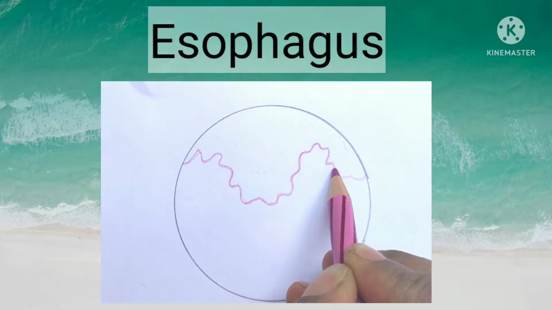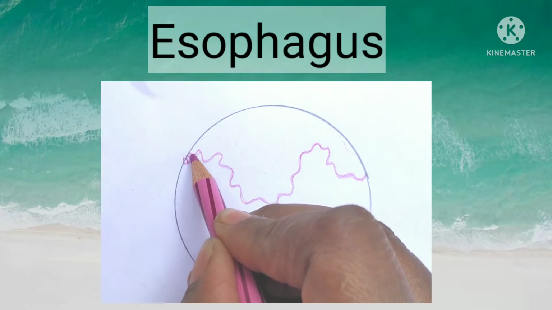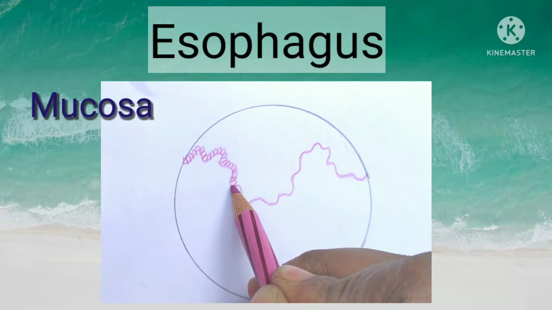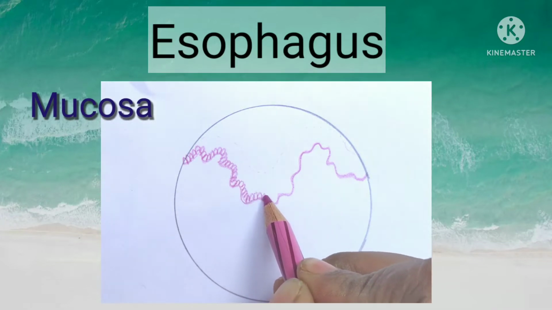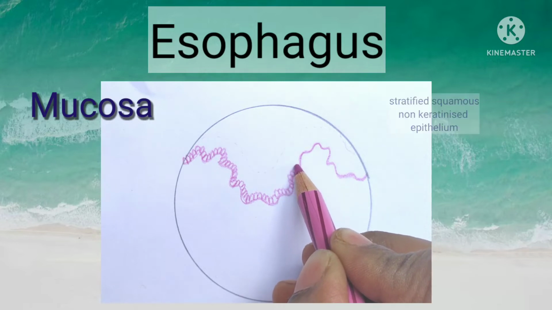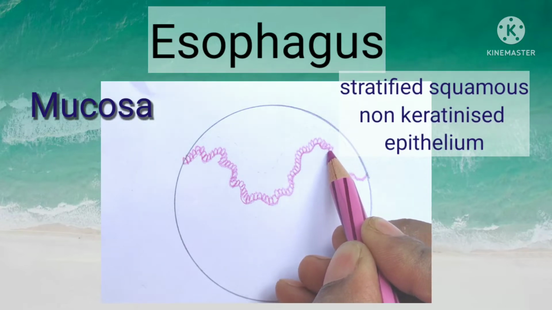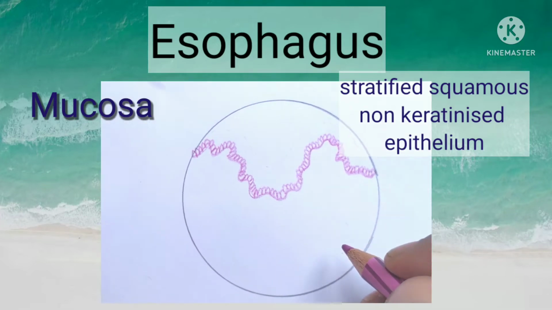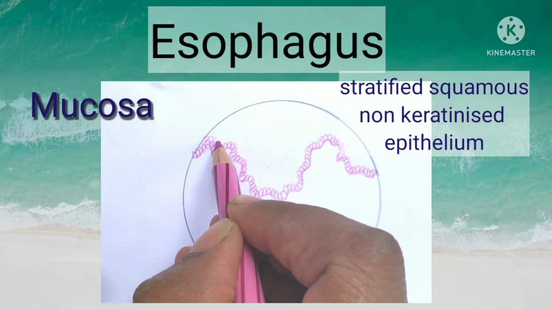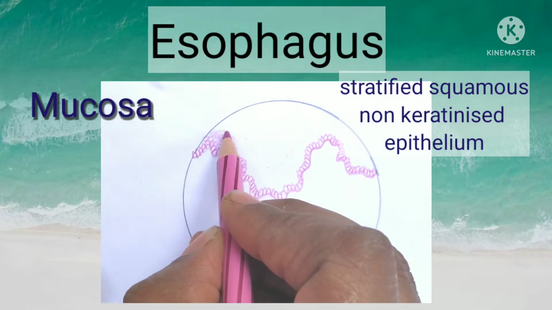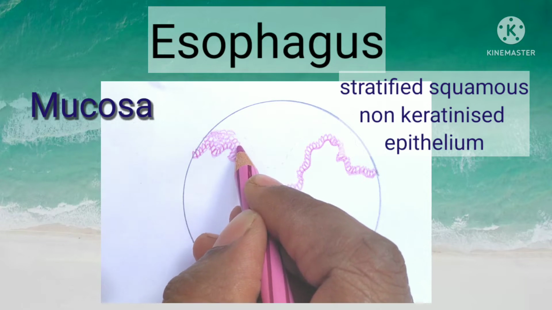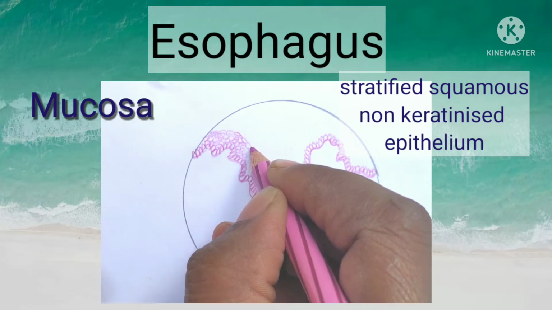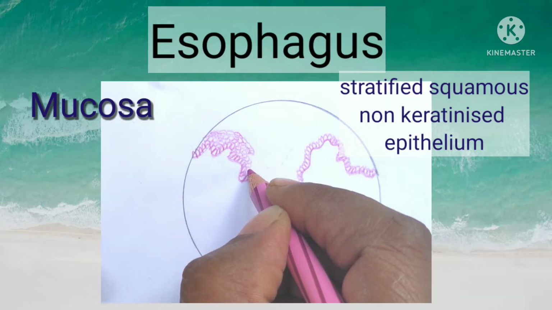From the lumen towards the periphery, we have first the mucosa. The mucosa in the esophagus consists of the lining epithelium, the lamina propria, and the muscularis mucosae. The lining epithelium throughout the GIT is columnar, but in the esophagus and the anal canal we have stratified squamous epithelium. It is non-keratinized epithelium, so we have to write stratification. The basal columnar, then 2 to 3 polygonal cells, and the topmost layer squamous, and they have a nucleus.